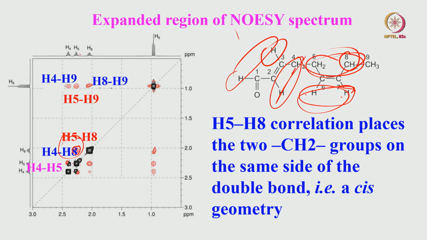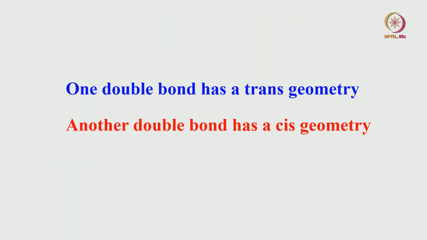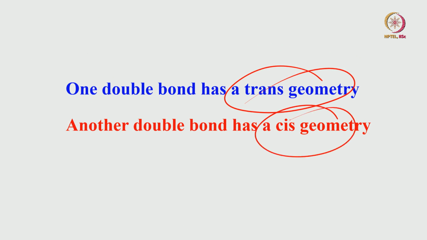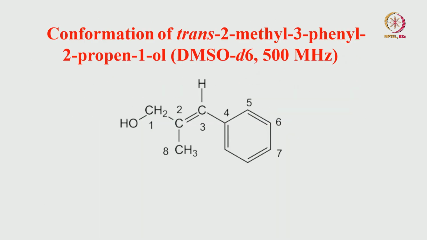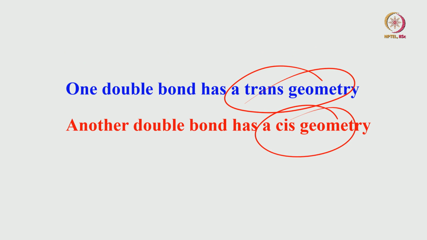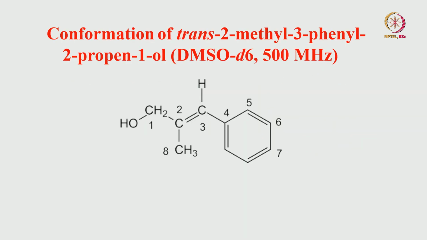All these things put together, in a nutshell, we can say this molecule has one double bond with a trans geometry and another double bond with a cis geometry. This is the structure of the molecule. So, we can get the structure of the molecule very easily like that. Of course, we can continue further with one more molecule, and I will quickly show you.